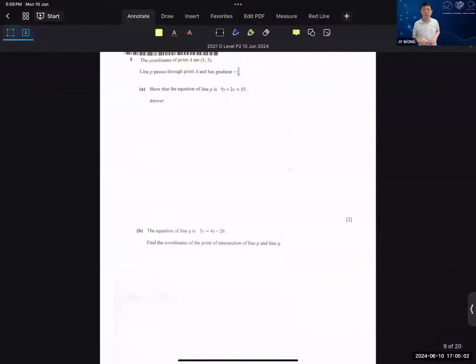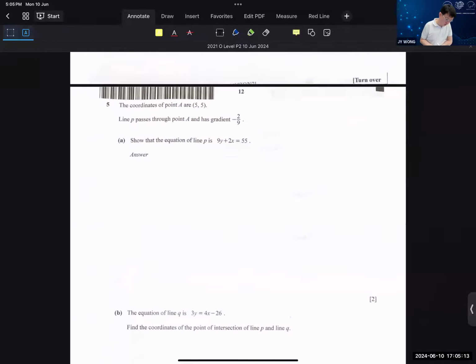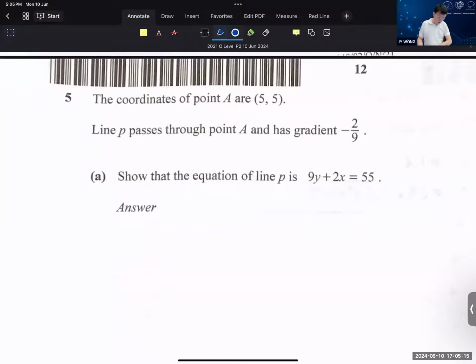Okay, let's move on. Now we have a coordinate geometry question. So coordinate geometry can be a set 2 coordinate geometry, or a set 3 coordinate geometry, depending on whether they ask you to find distance or not. If they never ask you to find distance, up to here is a set 2 coordinate geometry.